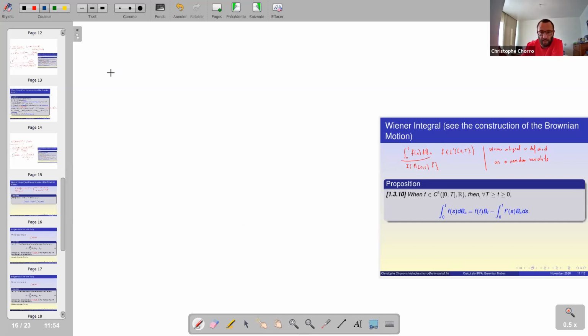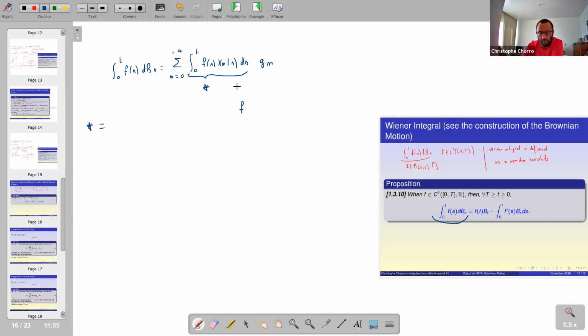To do this, we are going to remark the following. Keep in mind that the integral between 0 and t of f of s dBs is defined as an infinite sum, the sum of the integral of f times kn times Gn, where the Gn are IID N(0,1) and where the kn are an orthonormal basis of L2 of 0, capital T. It's the way we have defined the left part of this equality. So we are going to handle this term, and to handle it, we are going to use the fact that f is of class C1.